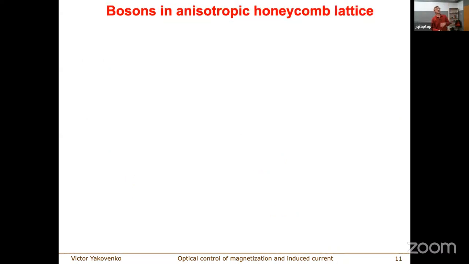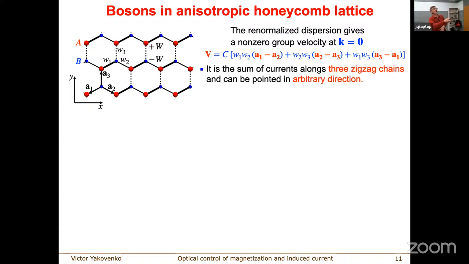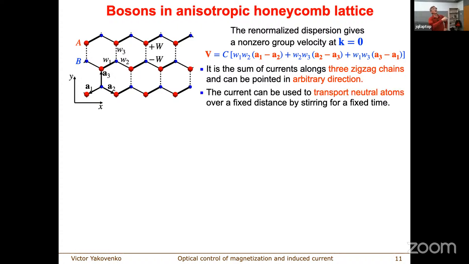And this is really the last slide. So this was the one-dimensional case. You can also do it in two dimensions. You have this anisotropic honeycomb lattice. In this case, the current is the sum of three contributions, one along each zigzag chain. There are three zigzag chains, each gives some contribution, and by controlling the coefficients, you can produce current in an arbitrary direction. You can control the direction of the current, and if you turn on shaking for a given amount of time, you displace them over a given distance in a given direction. So you can move bosons through the lattice potential at will with this effect.